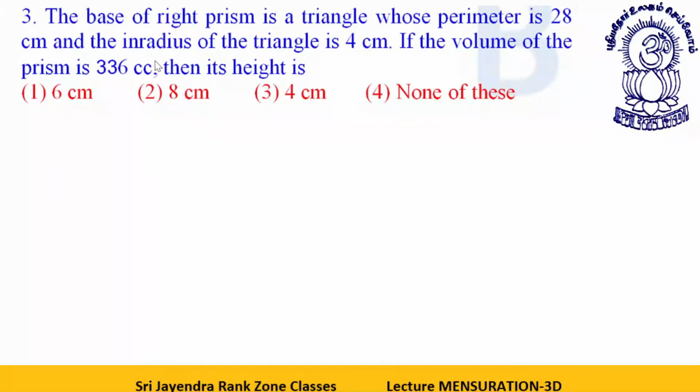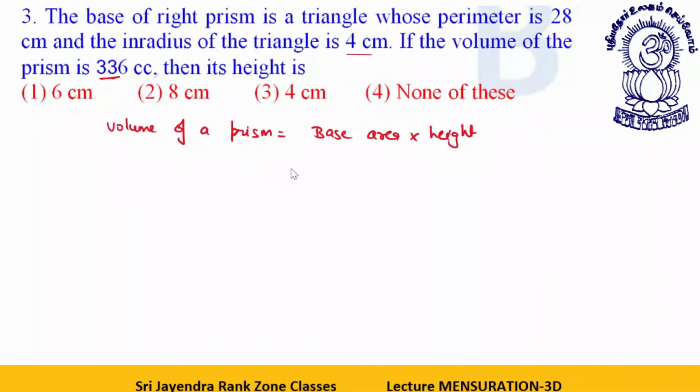The base of a right prism is a triangle whose perimeter is 28 centimeter. Inradius of the triangle is 4 centimeter. The volume of the prism is 336. Then its height is? Students, let's start with the basics. What is the volume of a prism? Volume of a prism is actually base area into height. This is the volume of the prism.